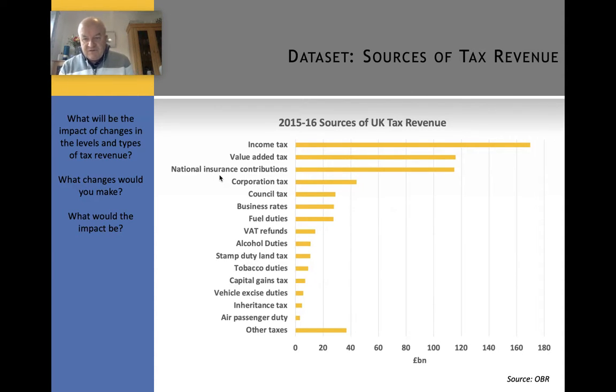Let's take a look at the different sources of tax revenue then. Income tax, as you can see in our graphic here, based on 2015-16 figures, is significantly the greatest source of income. Then VAT follows, national insurance contributions, and so on.